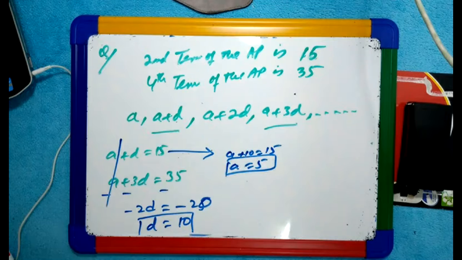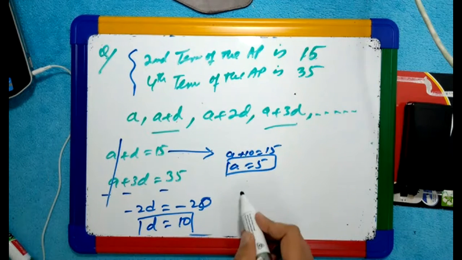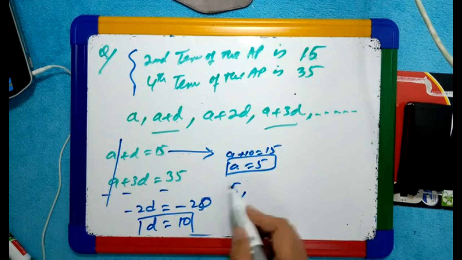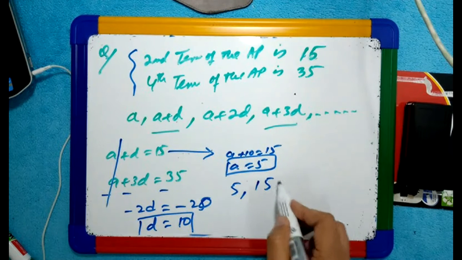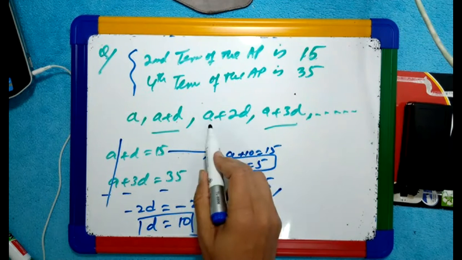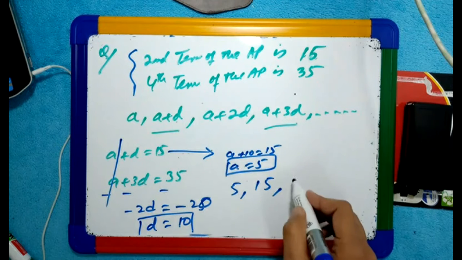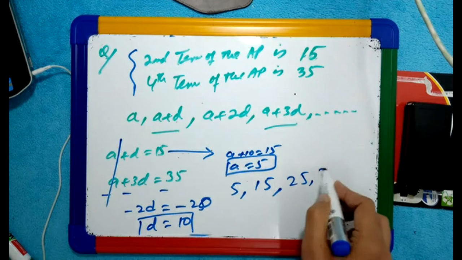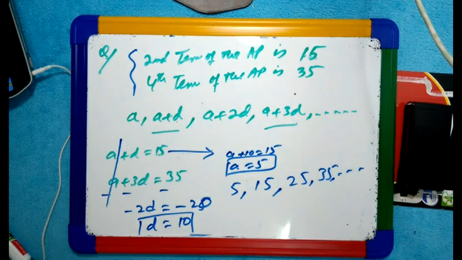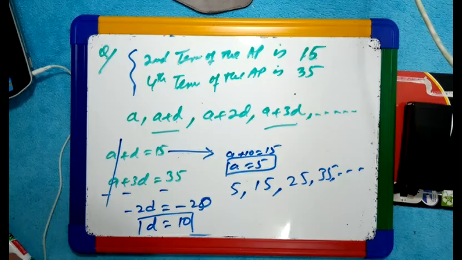So if I know only this hint, I can form the sequence. So first term is 5. The next term, 5 plus D, is 15, and the third term is 5 plus 2 into 10, which is 25, then 35, and then it continues. Form the sequence. Done? The A is 5, then D. I will substitute in this. This you will remember.